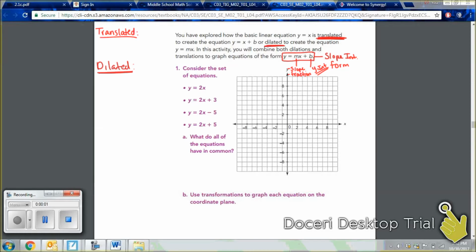Okay, so partner 1s, you're going to share what you came up with for translation or translated. Partner 2, you're going to share what you came up with dilation or dilated. If you're a partner that couldn't come up with an answer, that's okay. You're going to use your partner's answer to help you. Okay, remember, 1s are saying translated, 2s dilated. Go ahead and start.